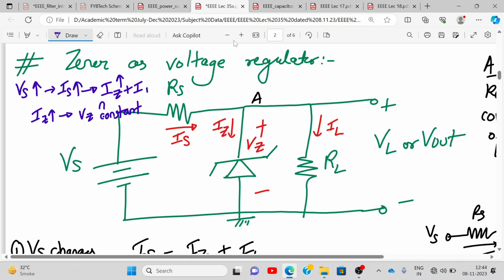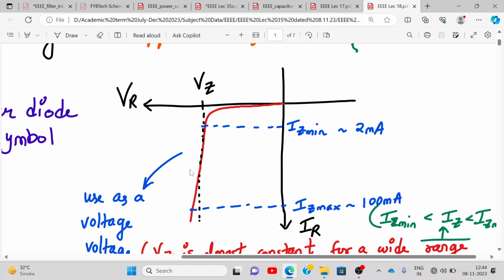So over here, if my line voltage is increasing, my Vs is changing, Is is increasing, my Iz is increasing, and due to that, even if my Zener current increases, my Zener voltage will remain constant. So my output voltage will be constant. Similarly, in the exam, you can explain that if Vs decreases, Is decreases, Iz decreases, even if the current decreases, your voltage will be constant, provided it doesn't fall below Iz minimum.